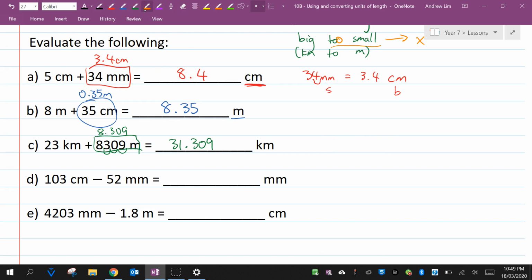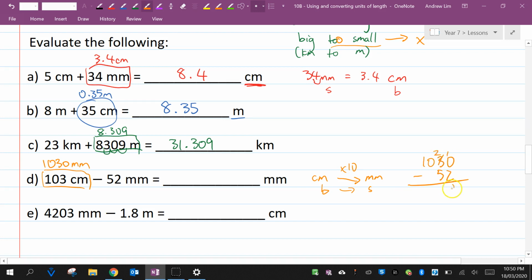Question D. We want the answer in millimeters, so I'm going to change this one to millimeters. From centimeters to millimeters. From big to small. It's too small, I need to multiply. Multiply by 10 because there are 10 millimeters in a centimeter. So technically this is 1030 millimeters. And we need to subtract 52. So 1030 minus 52. I have to borrow 8. 8 out of 9. 12 minus 5 is 7. So we got 978 millimeters.